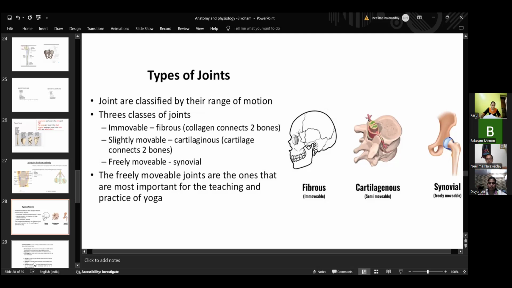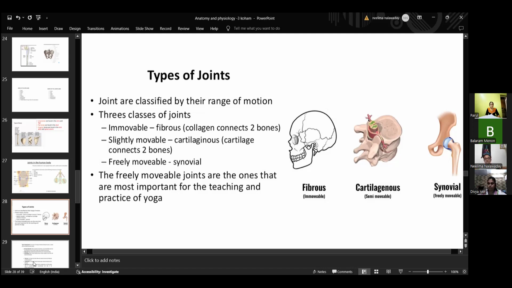Cartilaginous joints are semi-movable. Semi-movable means our vertebral column. We saw vertebrae are sitting on each other, but they allow movements like forward bend and twisting. So these are semi-movable movements. So the vertebral column is the example of a cartilaginous or semi-movable type of joint.